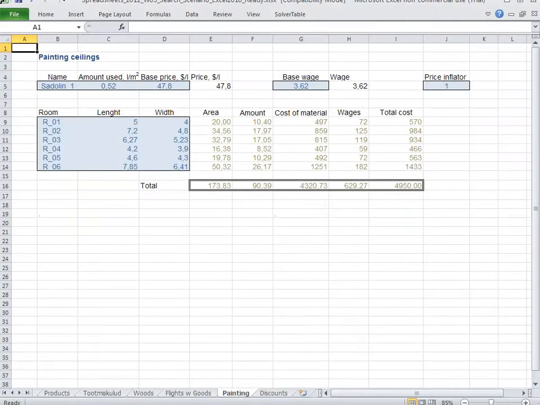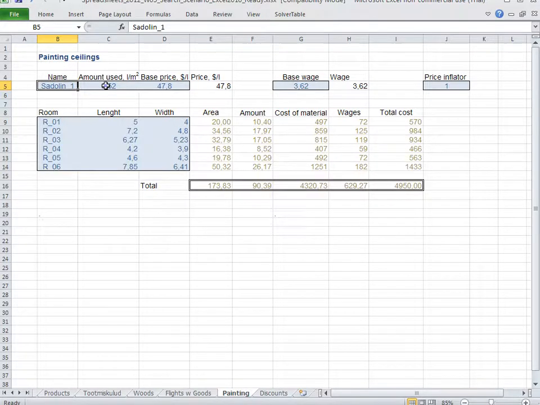Let us consider two more scenario analyses, again on problems that we've already solved. The first one is the problem where we painted floors of some rooms, and we had rooms numbered from 1 to 6. We had length and width for each room, and we had a paint that we now know we could have used data validation and VLOOKUP on.